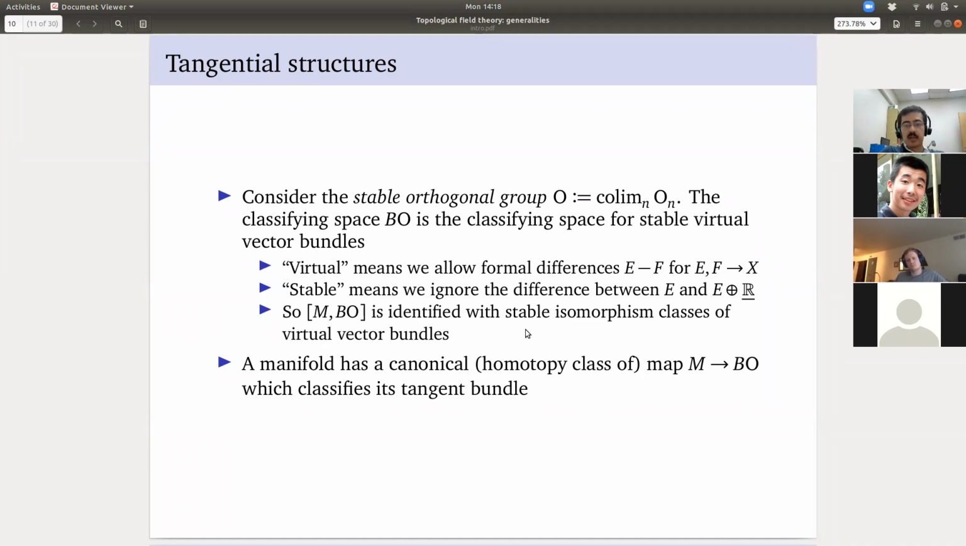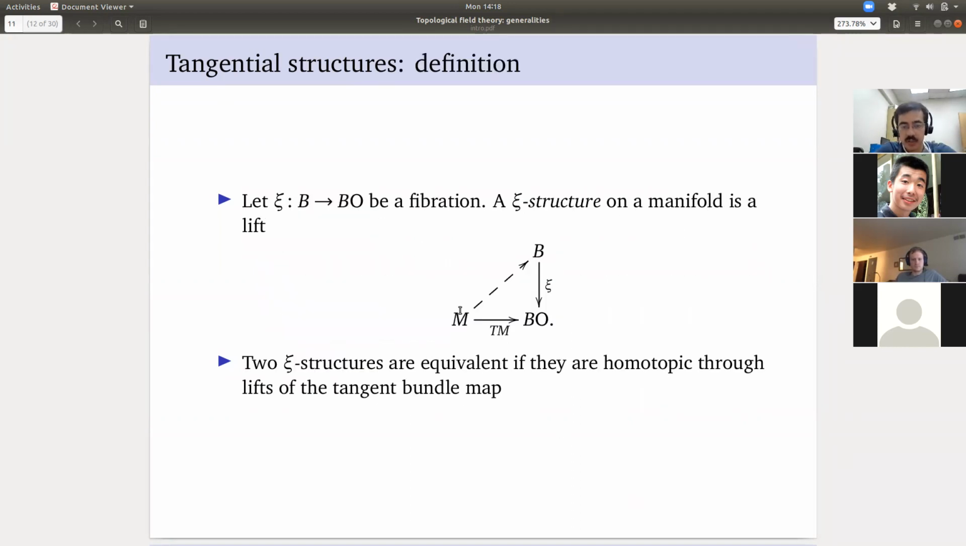Now, before we do this, let's suppose that we had an orientation on our manifold. Then you could do this whole thing with oriented vector bundles, stable virtual oriented vector bundles. And that is the classifying space of the stable special orthogonal group, the colimit of SO(n). And so it is true that a manifold admits an orientation if and only if the map to BO factors through BSO. And the different orientations of M are parameterized by choices of lift of the tangent bundle that are not homotopy equivalent.